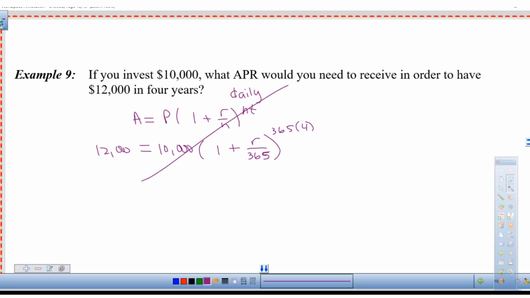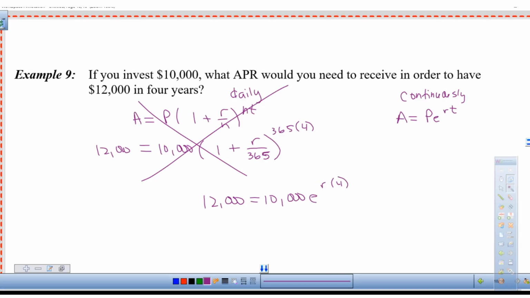Okay, I'm changing this. It's just too bad. We're going to say continuously. You were going to have to take like the 1,300th root or something like that on this thing. So we'll just change it to continuously. Okay, so the new amount is P e to the RT. You want $12,000. If you start with $10,000, e, you want the rate, and the time is 4.